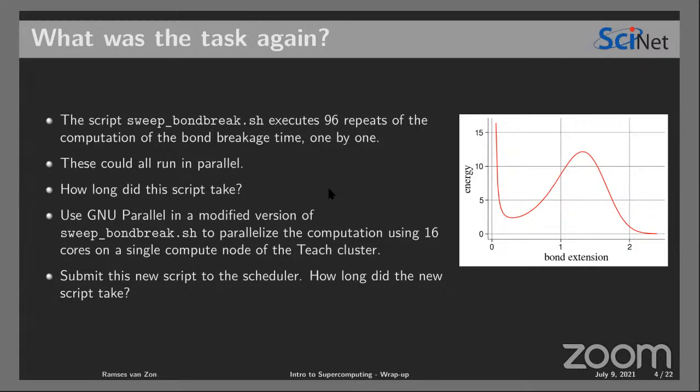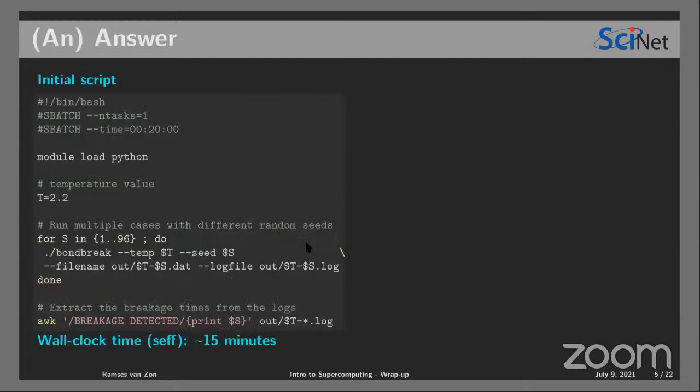Okay, so the point was to get speed up, to make sure that this happens and that it happens properly. So here's one answer that worked for me. This was our initial script. Remember, we're loading Python, or maybe it was Python/3. That's the default now anyway. A temperature value was set in this variable t, and another variable s, which is the seed values, ran from 1 to 96.